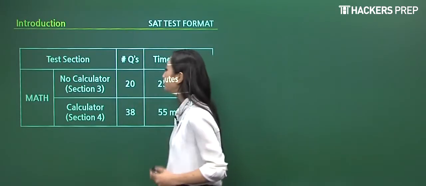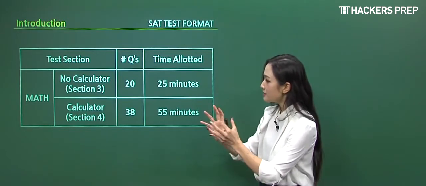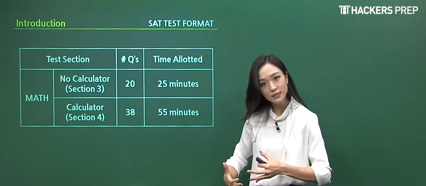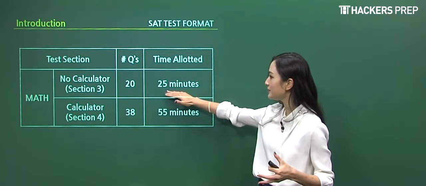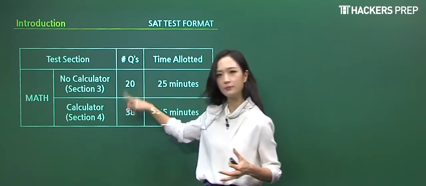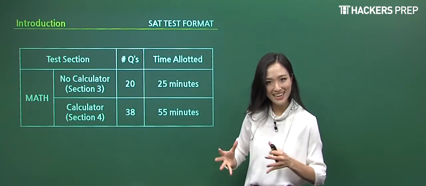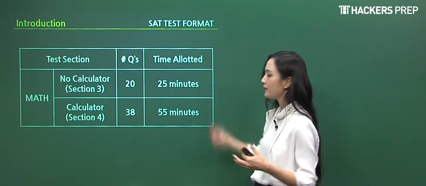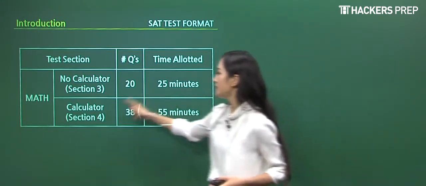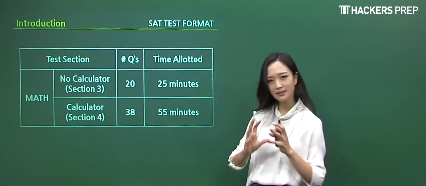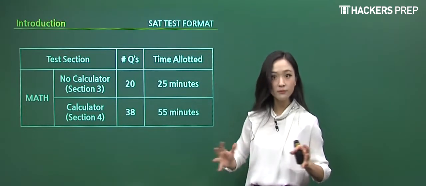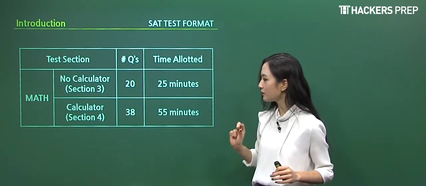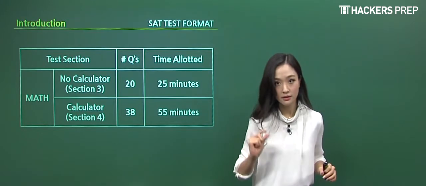So when we look at the specifications, the no calculator section is the third section that pops up on your SAT test, and it's comprised of 20 questions, and you have an overall 25 minutes to solve them. So it works out to about a minute and a half per question, so you can see that you need to move relatively quickly. And then the calculator section has a little bit more, 30 questions, for how long? 55 minutes.